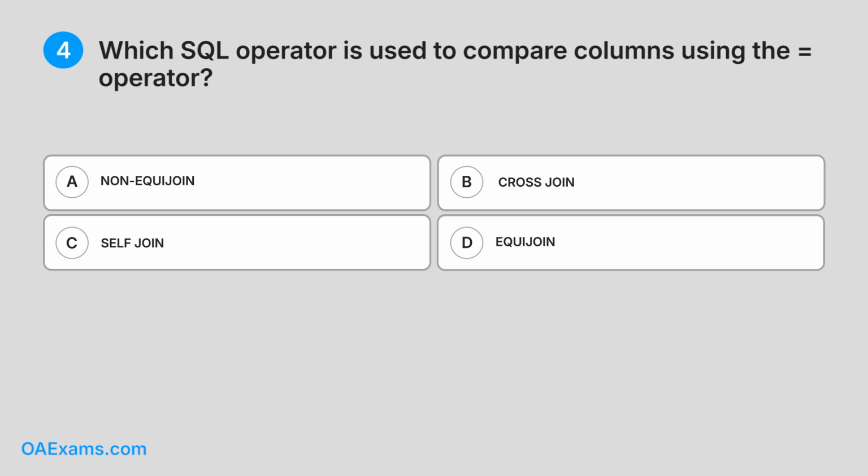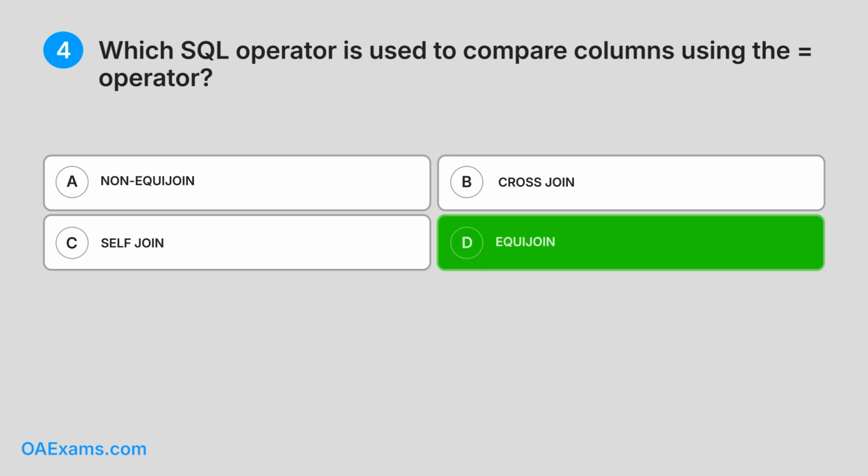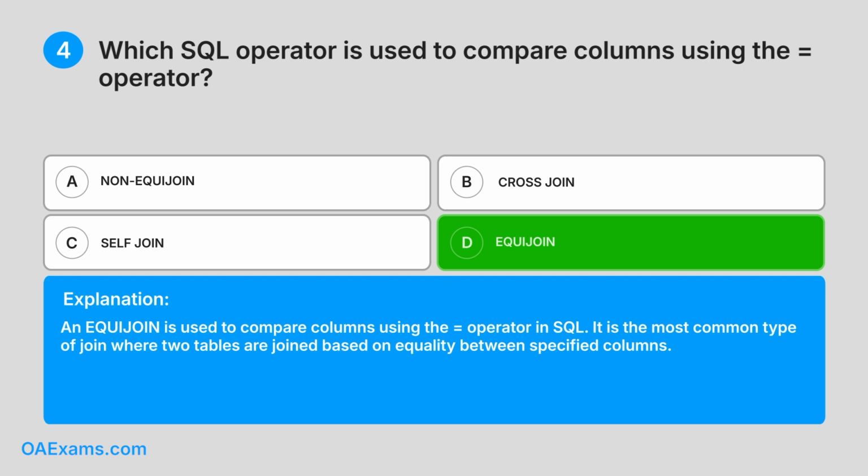Correct answer. D. Equi-join. Explanation. An equi-join is used to compare columns using the equals operator in SQL. It is the most common type of join where two tables are joined based on equality between specified columns.